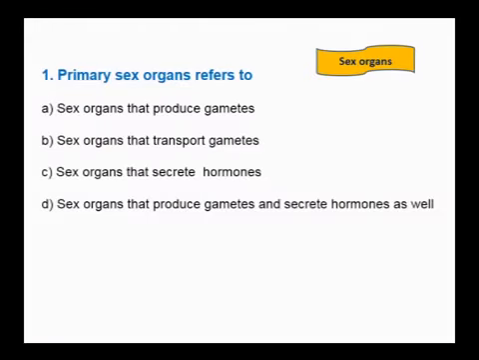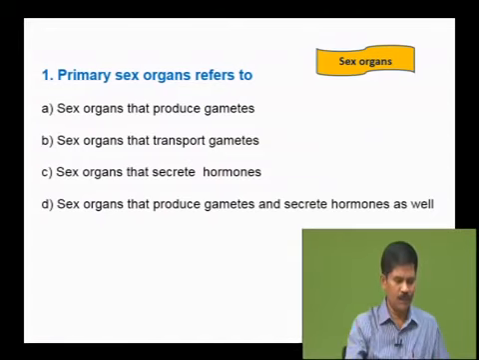So that's the synopsis part. After the synopsis part, okay, let us discuss some model questions from this chapter. Look at the first question: primary sex organs refers to.